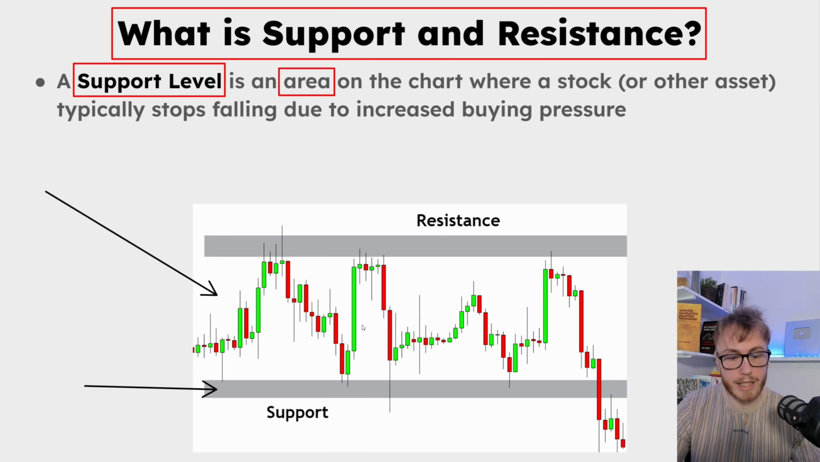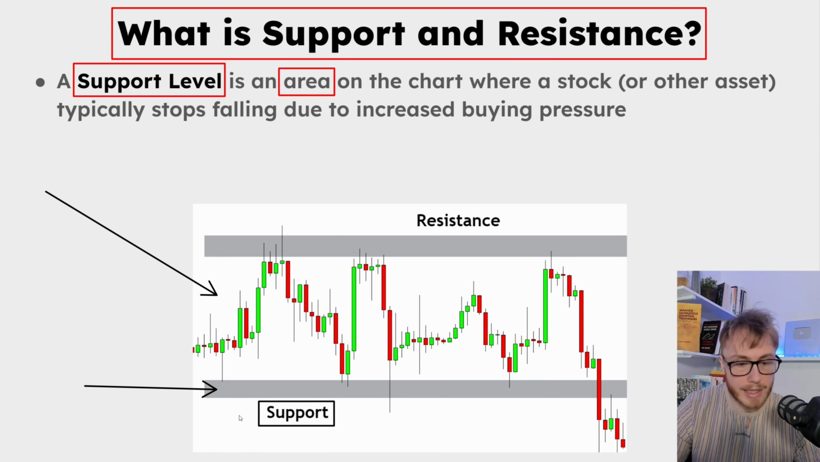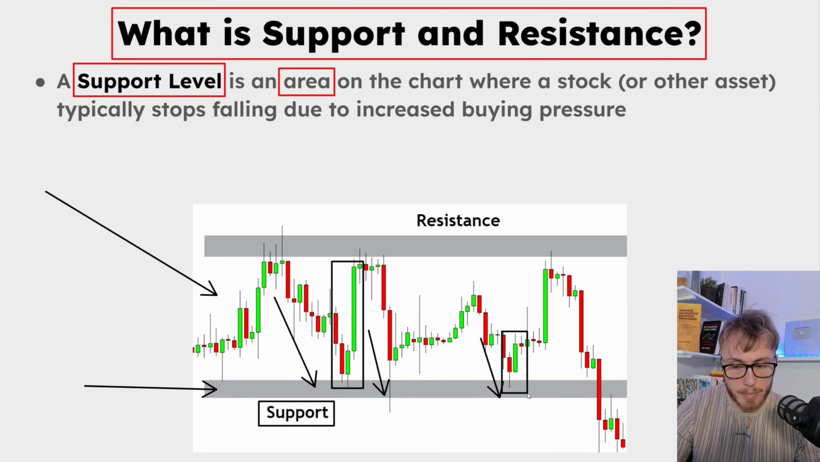So for example, on this chart right here, you can see that we have a support level, which is this gray area right here. And as you can see, every time the price approached this sort of support level, we actually saw a bounce. So for example, right here, we had a very strong bounce. We saw another strong bounce right here. And also the first bounce, you can see that we had a small test here as well.